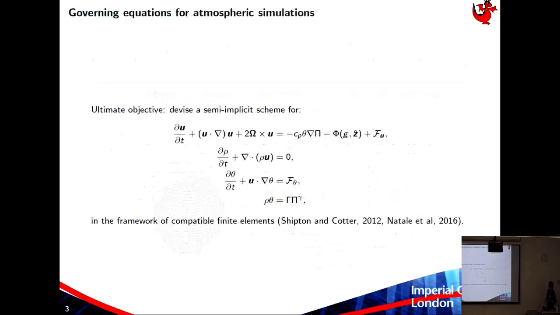Ultimately, the goal is to devise a finite element scheme for the full compressible atmospheric equations. In this case, these are your compressible Euler equations on a rotating sphere. The framework we use is this class of compatible finite elements, which are a special class of mixed methods which have very important conservation properties, really preserving the physics of the underlying governing equations.